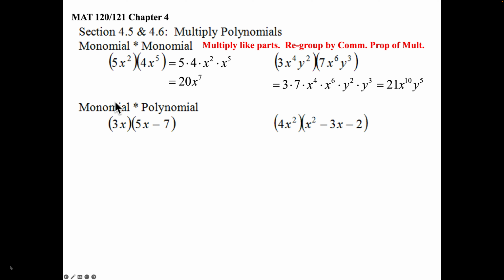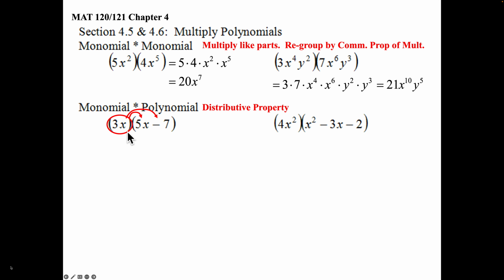Now we have a monomial times polynomial. So we're going to see binomials, trinomials, maybe even a 4-term polynomial. This is nothing more than the distributive property. We're going to take your monomial and distribute it and multiply to each term in the second set of parentheses. So 3x gets multiplied to 5x. 3x gets multiplied to the minus 7.